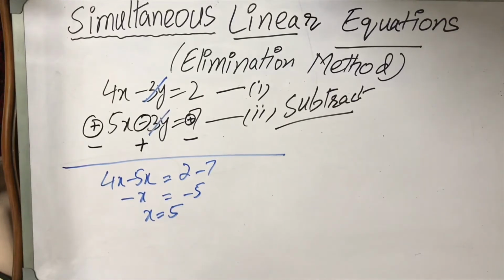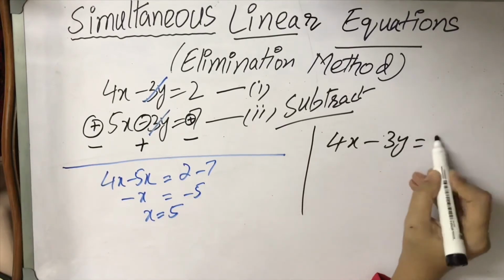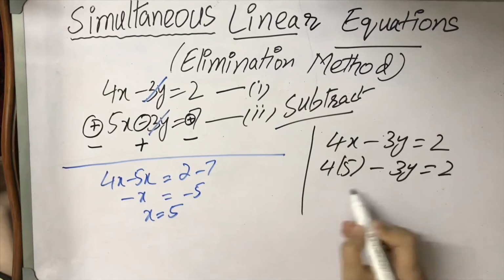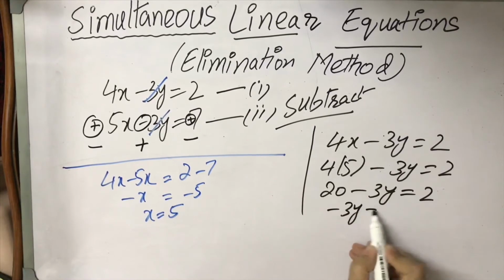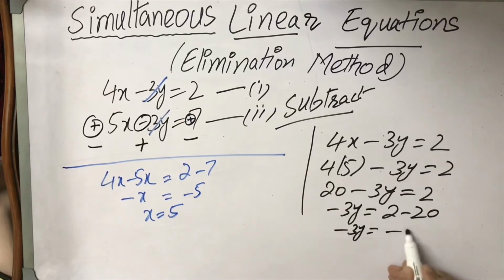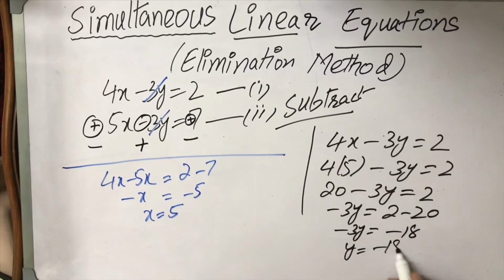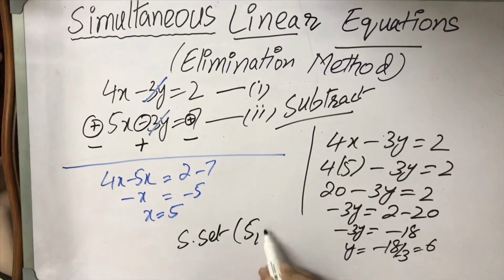X is 5. You can put it in any of the equations. I take the first equation. I put the value of x as 5. 4 5s are 20. 20 will go to the other side. It will become negative 20. Minus 3y equals to minus 18, as 20 is bigger and 2 is smaller with positive sign. We shall subtract. Y will be minus 18 over minus 3, that is 6. The solution set x, y will be 5 and 6.